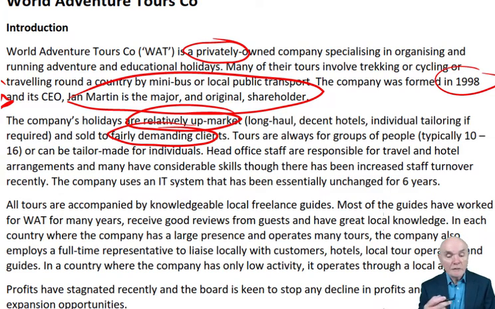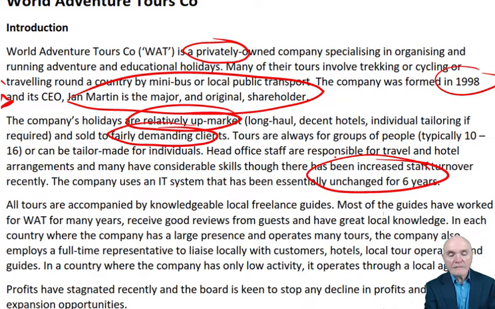They're supposed to be for groups of people 10 to 16. We can do a bit of tailoring there if we need to. Head office is supposed to be dealing with all the travel arrangements and so on there. However, maybe a slightly aged IT system. This may become an issue. It depends really what we're trying to get the IT system to do, whether 6 years of age is going to be a problem or not.